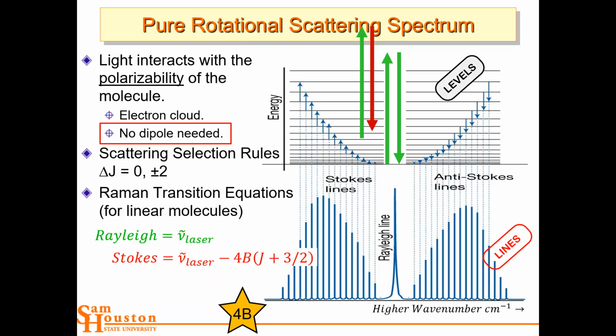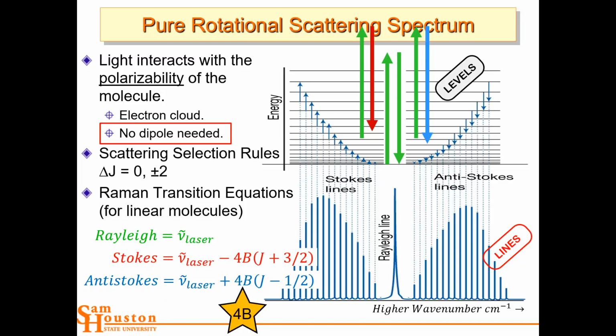So here's the transition equation right here. And then the anti-Stokes, where the green laser comes in and the molecule drops 2 levels and spits out a blue shifted photon. Here's the frequency of that blue shifted photon. It's the laser frequency plus 4B times J minus a half.